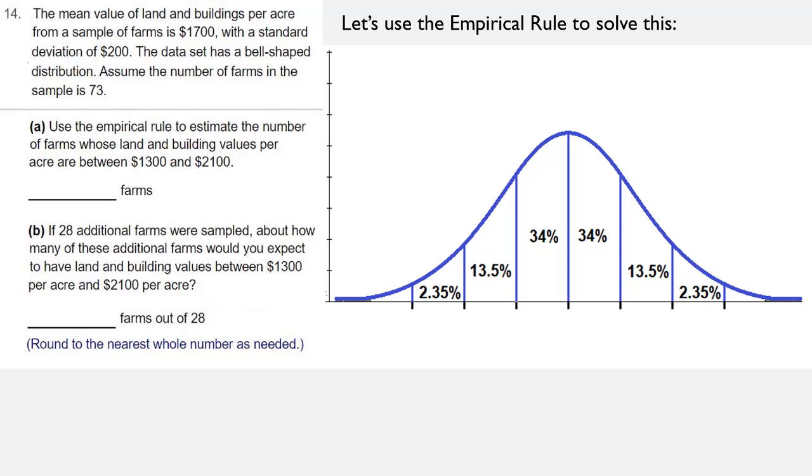So we're going to put the values from our problem on this bell curve. The mean goes right in the middle, so we put our 1,700 right in the middle. And then we're going to move one standard deviation in each direction.